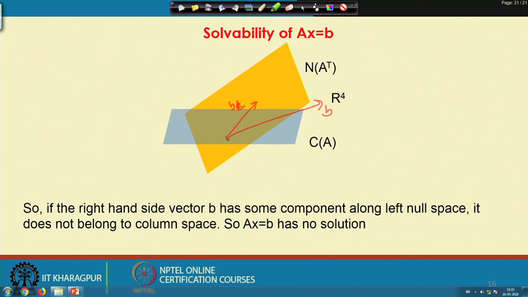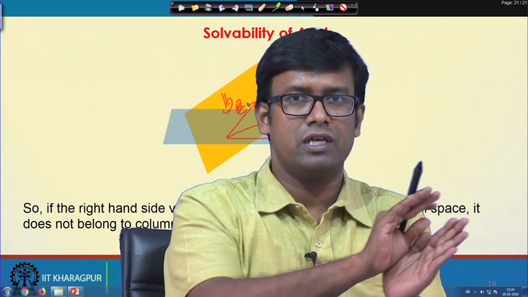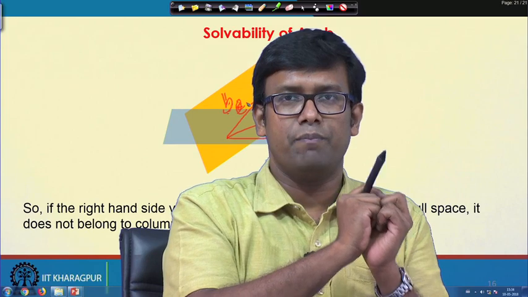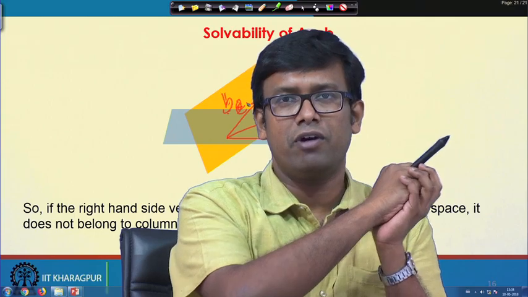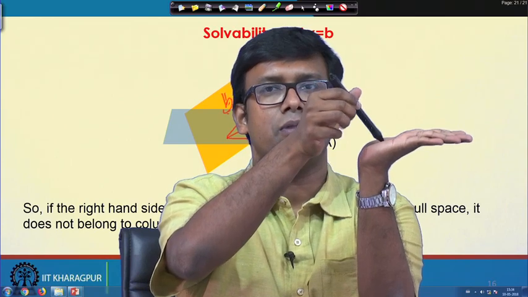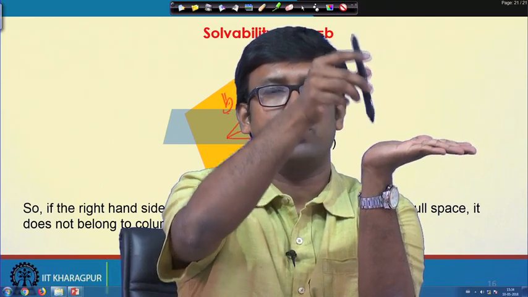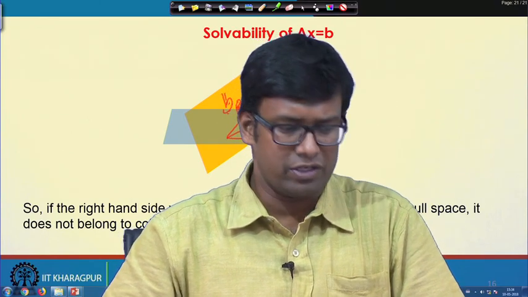b may have some component, say b_C, along the column space and b_L along the left null space, but if any vector b has some component along the left null space, which is orthogonal to the column space, then b will have some component which is not in the column space. If this is the column space, b will come out of the column space because it has a component orthogonal to the column space. Therefore, b is not in the column space and Ax = b does not have a solution.